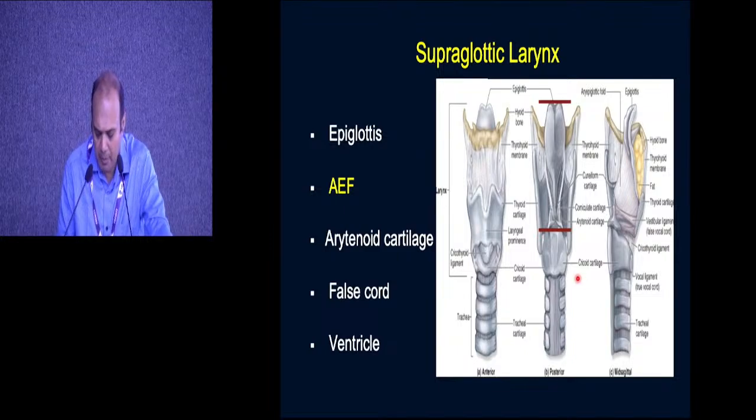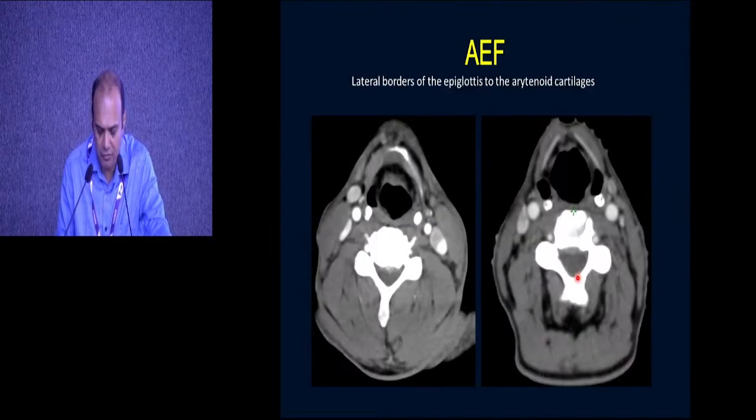The aryepiglottic fold extends from the lateral surface of the epiglottis. So this is the epiglottis. Okay, this is the epiglottis, and this is the pre-epiglottic space. This is at the level of the hyoid bone, and you can see laterally, on either side, there is a fold which extends from the epiglottis to the arytenoid cartilage. That is the aryepiglottic fold. And lateral to the aryepiglottic fold, you have the pyriform fossa. This is the right pyriform fossa. This is the left pyriform fossa.